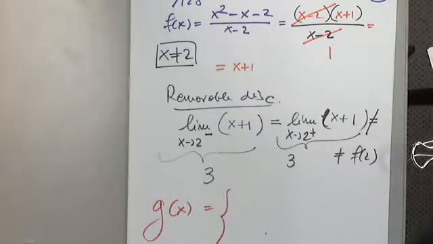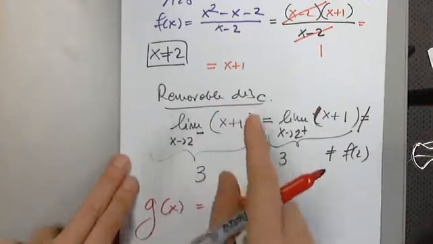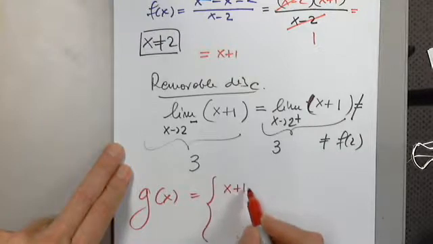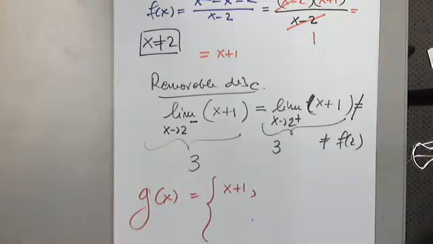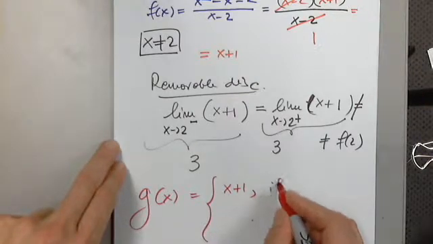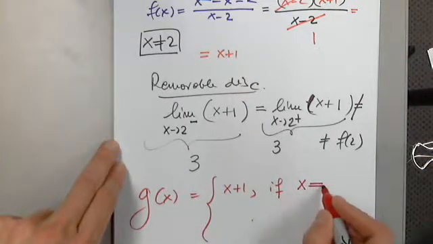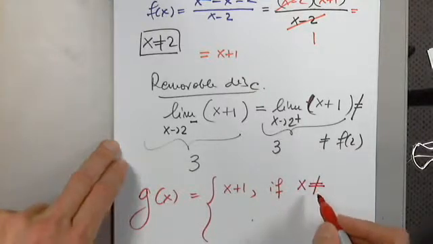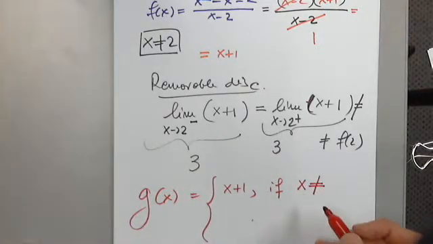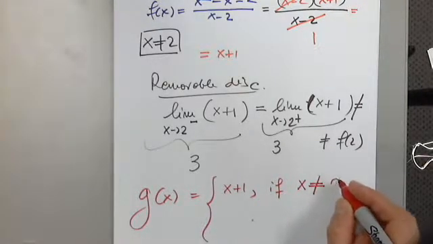Can we do a piecewise function? I have to use this. So I will say it's x plus 1. It has to be a piecewise defined function, of course. It's x plus 1 if x is less than 2 or greater than 2, or in other words, everything but 2.